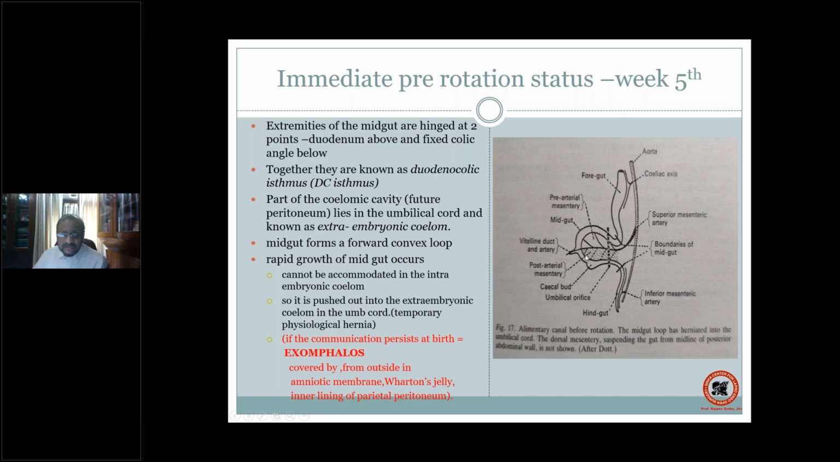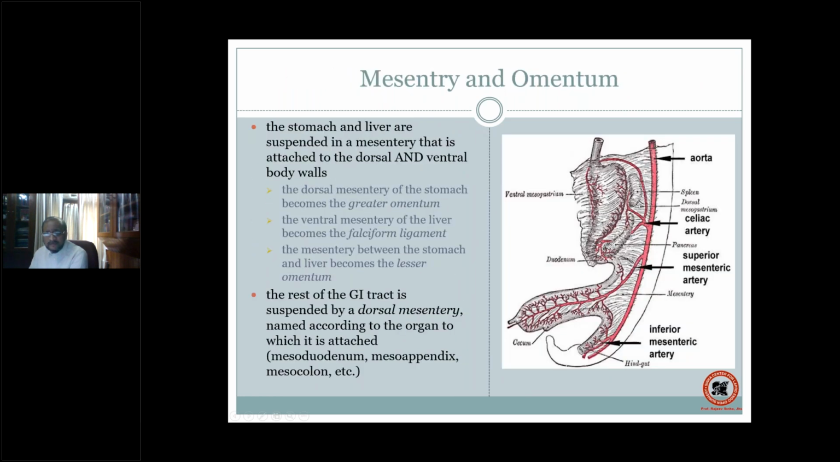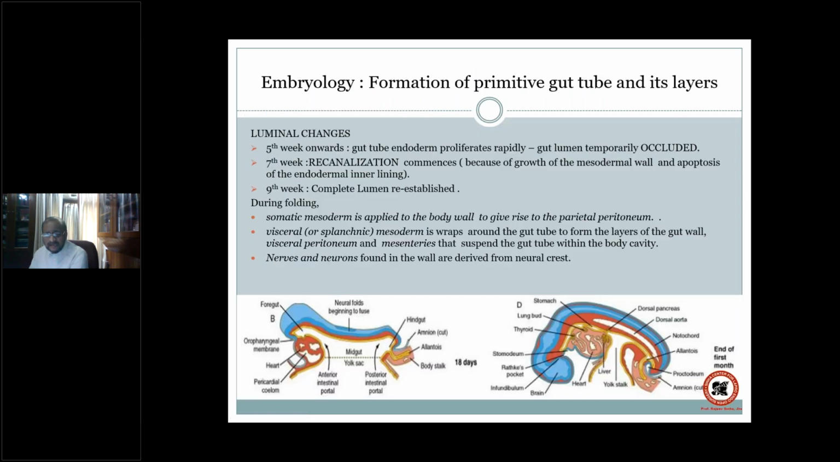So what happens? Now the gut escapes from here. It cannot be accommodated inside the abdominal cavity. It cannot. So what happens? It is pushed into the yolk sac or the extra-embryonic coelom. And that is what leads to a temporary physiological hernia. So what we are looking at is that during this stage, when this development is occurring, it is going to be pushed from here into the yolk sac, right? That is what is happening.